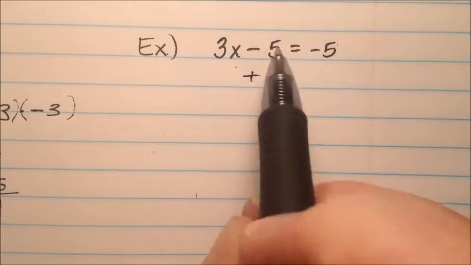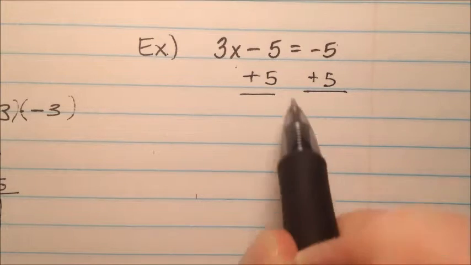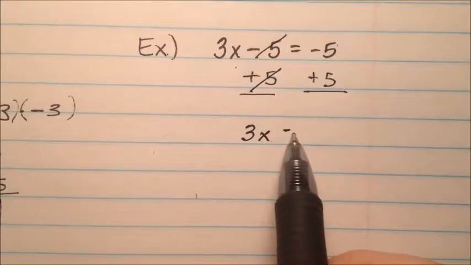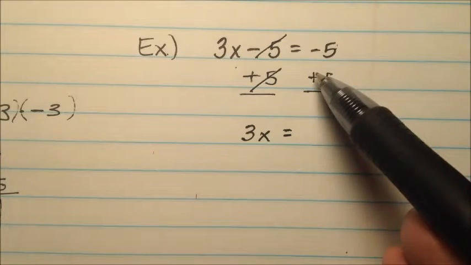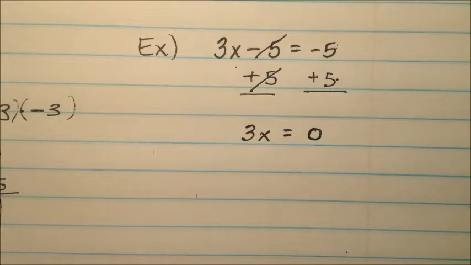So in order to do that, I've got to get rid of this 5 right here. So I'm going to go ahead and add 5 to both sides, and those cancel out, and so I have just 3x on the left side. But it looks like a negative 5 plus a positive 5 there, that's going to cancel out too and leave me with nothing else on that side.